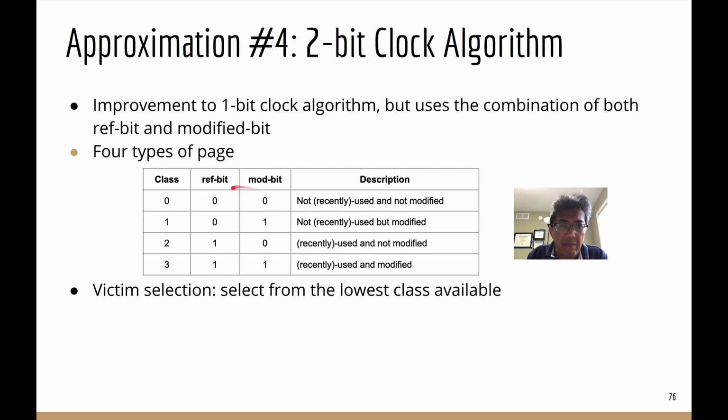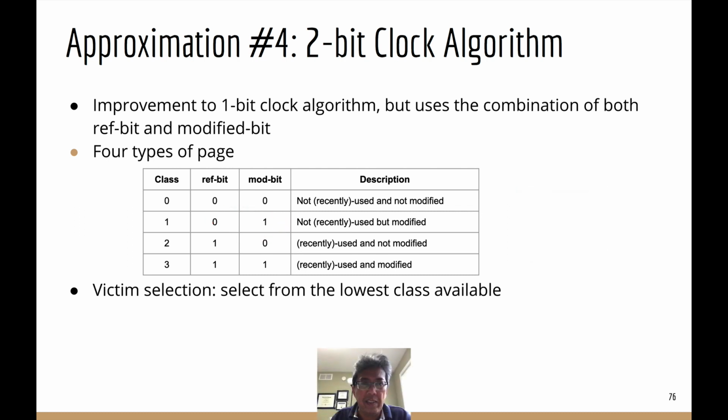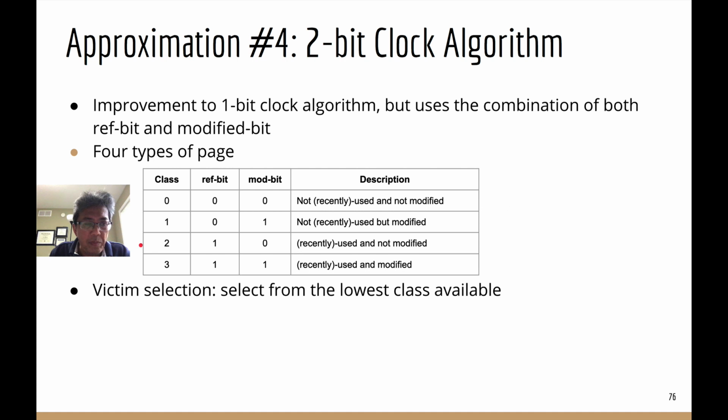If it cannot find any victim of this category, then it will try to search for a victim page of this type. But similar to the 1-bit clock algorithm, whenever the algorithm is searching for a victim page and it sees the reference bit is 1 on a particular page, it will reset the reference bit to 0. So what is the effect of resetting the R bit to 0? Pages of type 2 will become pages of type 0, and pages of type 3 will become pages of type 1.